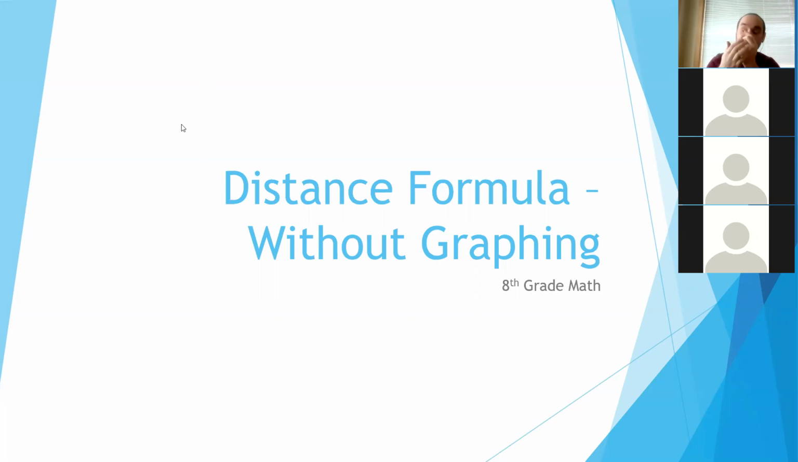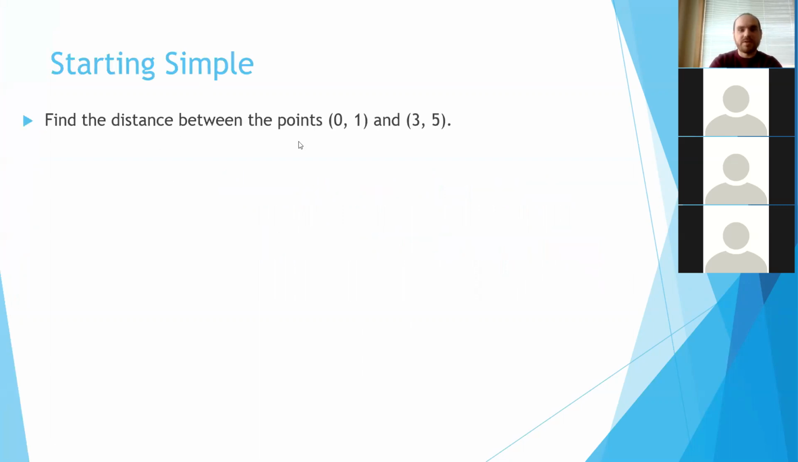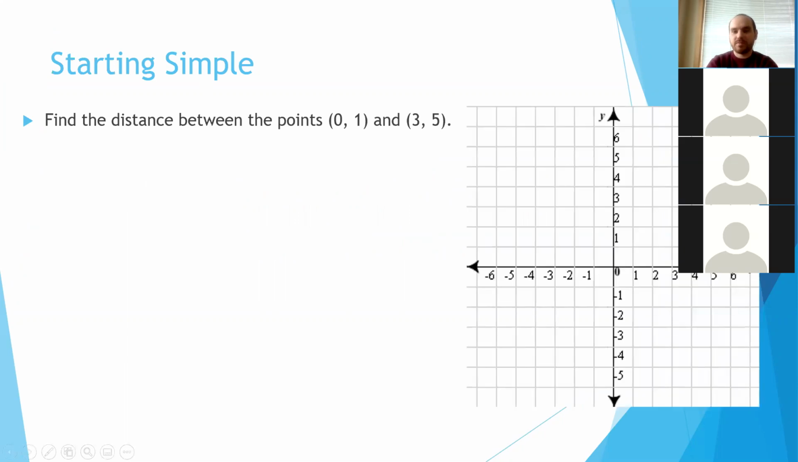So yeah, first step is draw a triangle. Second step, count our side lengths. Third step, solve using the Pythagorean theorem. We're going to go ahead and start with a simple example. Find the distance between the points (0, 1) and (3, 5). So we're going to first have our little graph. Then we're going to put our little points on the little graph. And then we're going to go through our different steps.